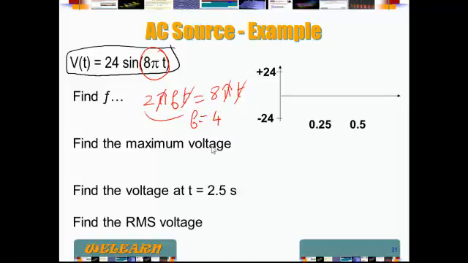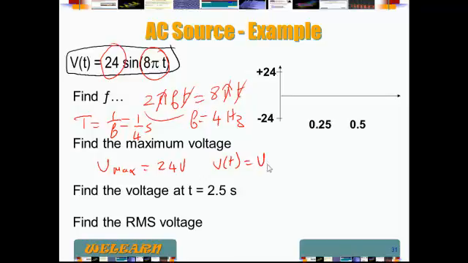Now, if my frequency is 4 Hertz, then my period is going to be 1 over the frequency, which is going to be 1/4 of a second. Now, the maximum voltage, we can read it off here, Vmax is just 24 volts. Remember, our expression is V of t equals Vmax times the sine of 2 pi ft.